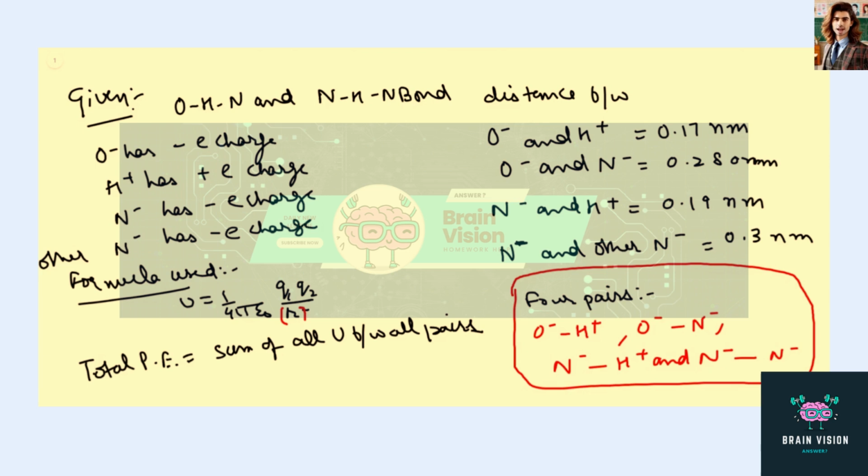1 nanometer equals 10 raised to the power minus 9 meter, so we have to convert these into SI units. Let me write the formula again so as not to confuse it: 1 over 4 pi epsilon naught, Q1 Q2 over R. That's the potential energy between any two charges Q1 and Q2 at distance R. Let's calculate part A first.